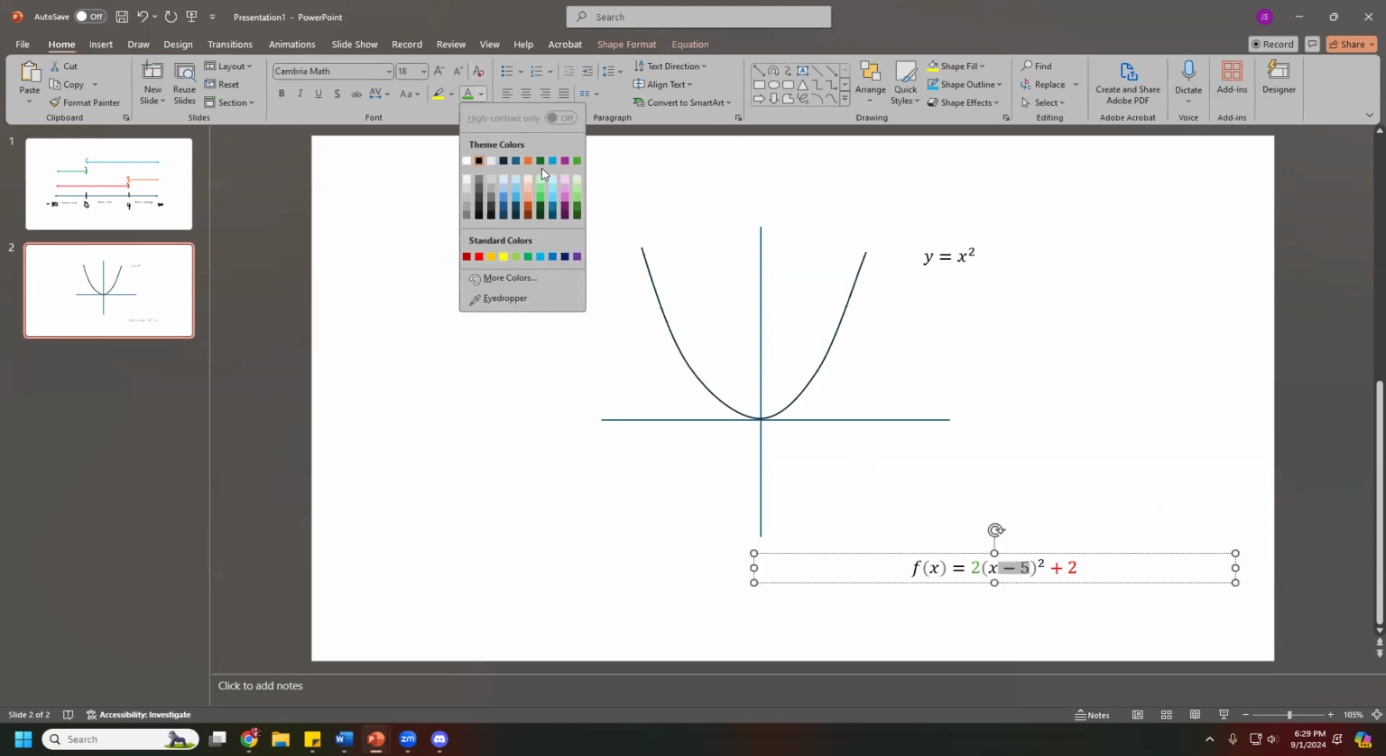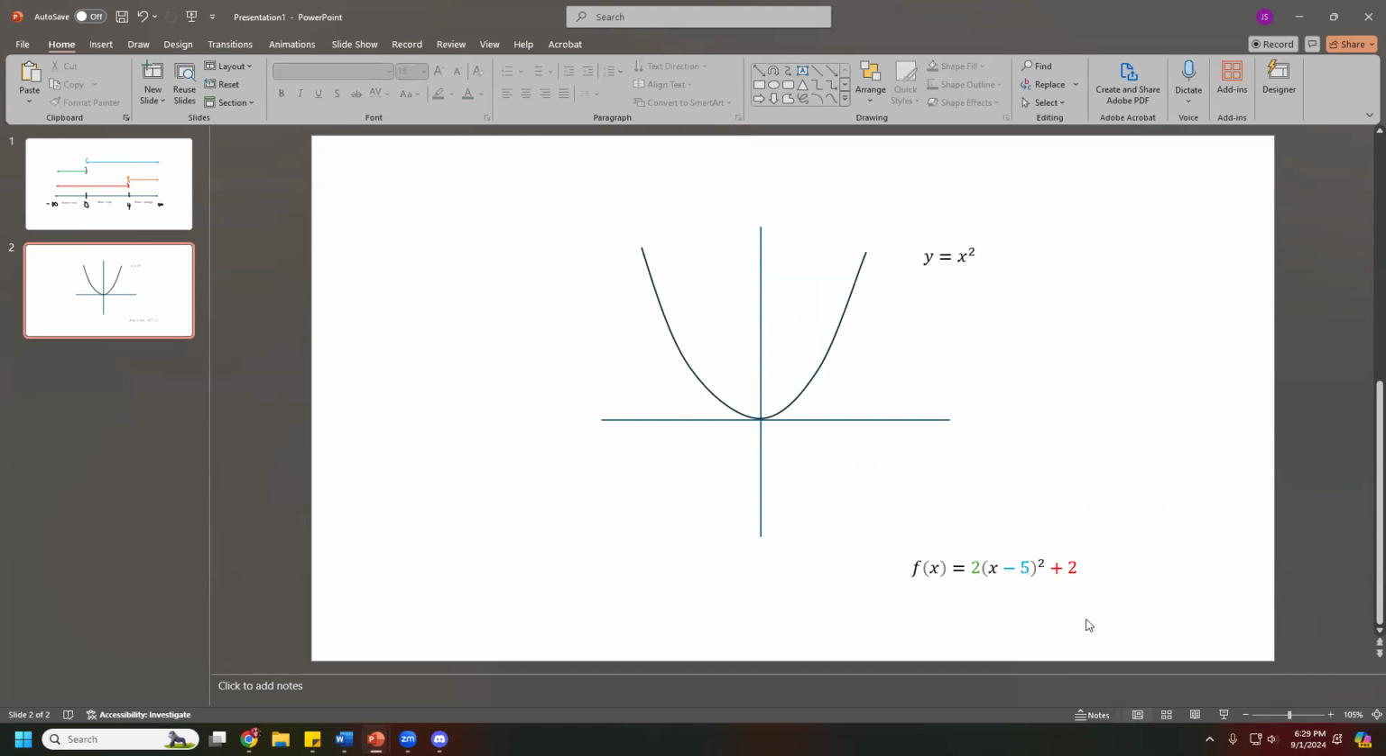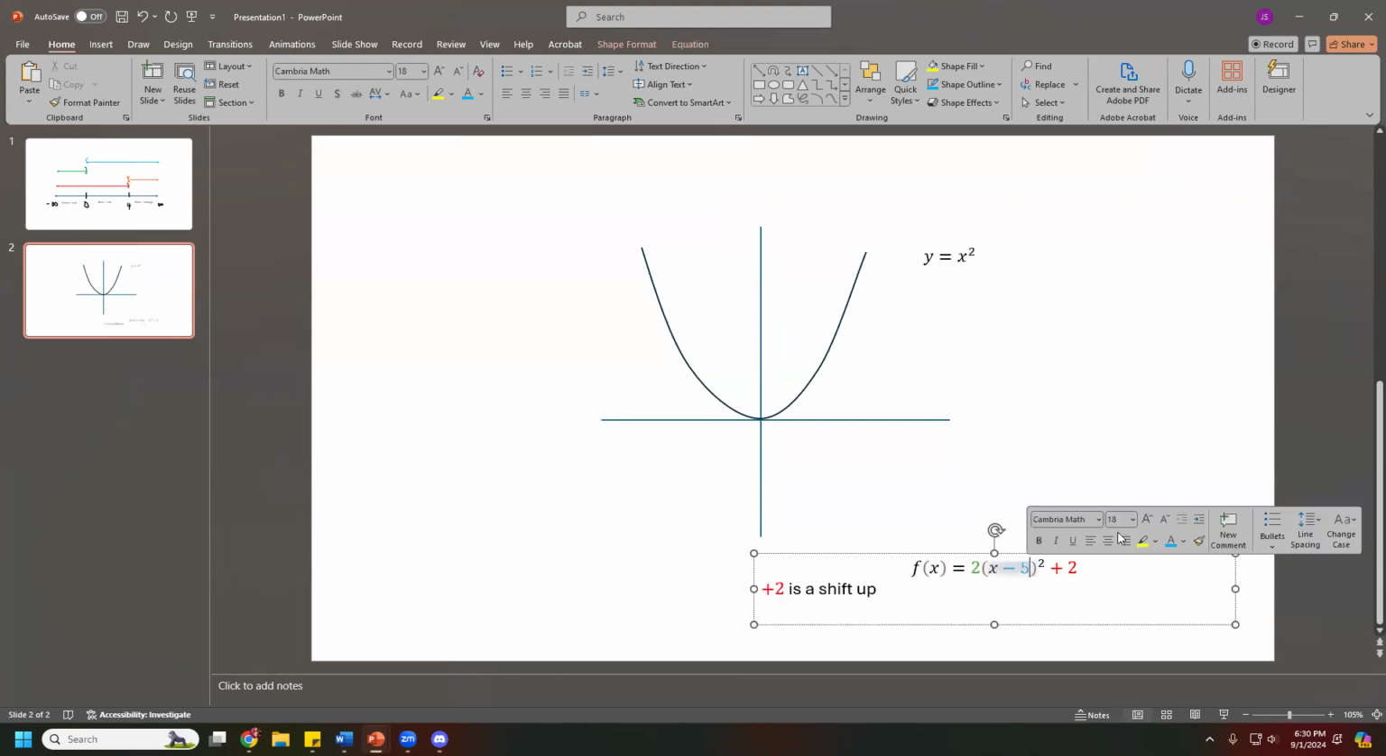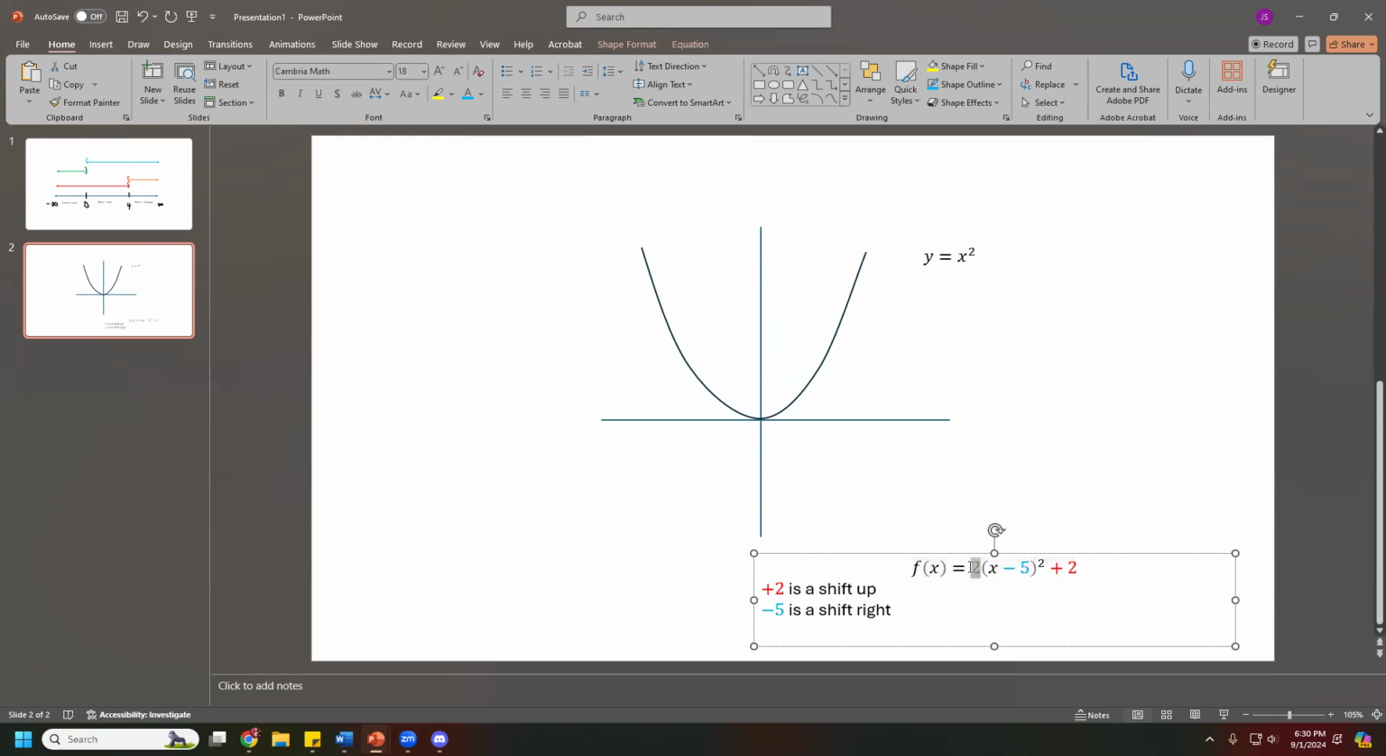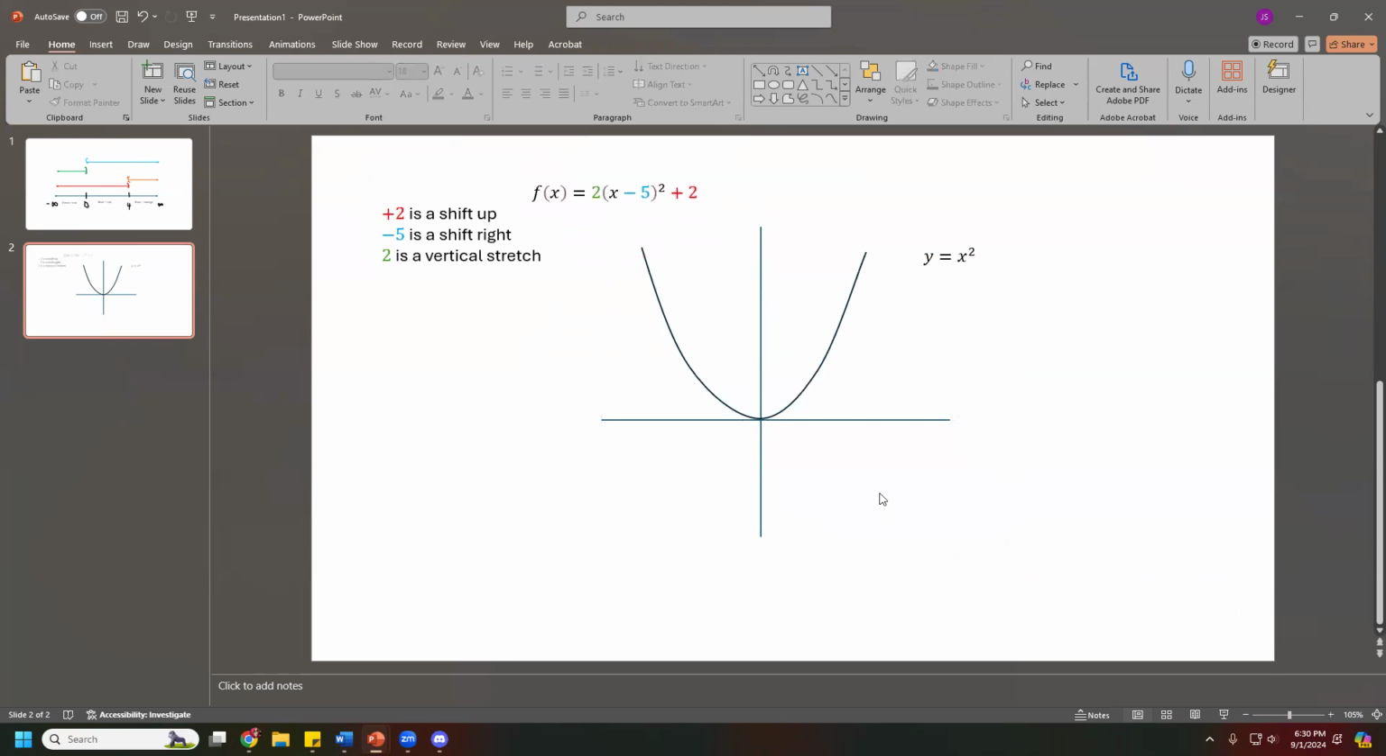So I'm going to make this, let's see, I haven't used blue yet. We'll use blue. And I'll write that down, of course. So let's do this. Red. So I'll say, yeah, +2 is a shift up. -5 is a shift right. And this green 2 is a vertical stretch. So this is going to get squished closer to the y-axis.